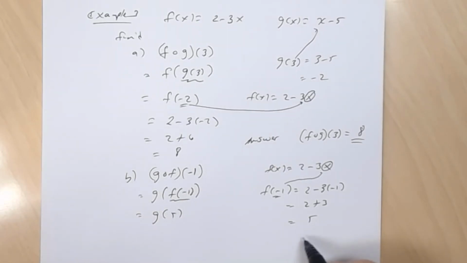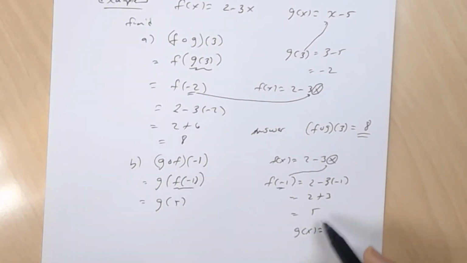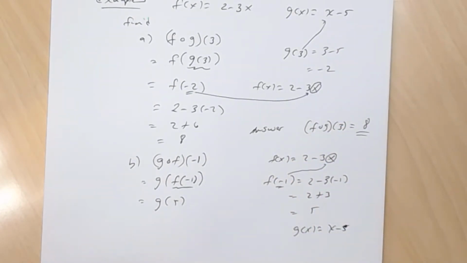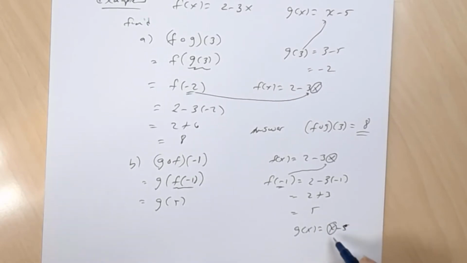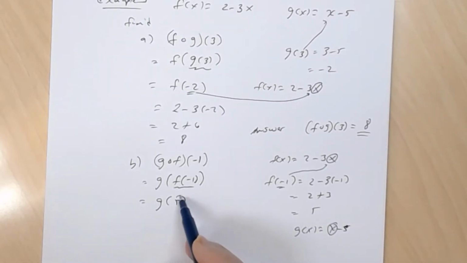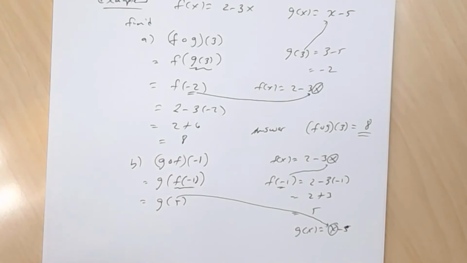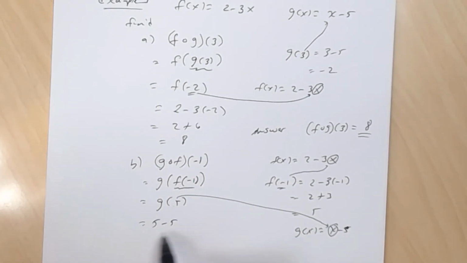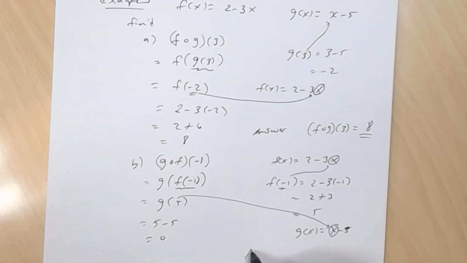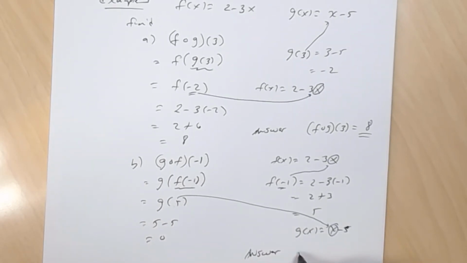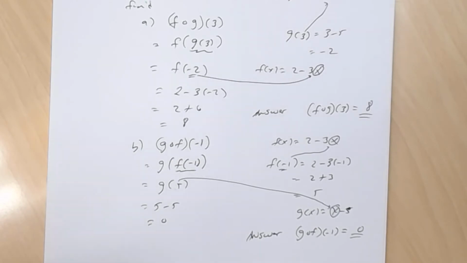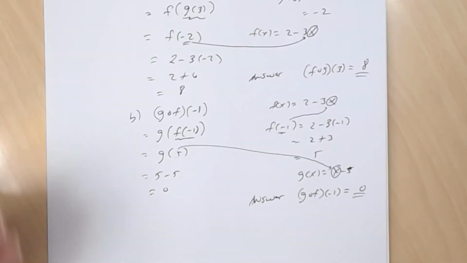And so that says I go to my function g, which we know is x minus 5. So I'm going to go ahead and rewrite this. And that says wherever I see the variable x, notice I'm circling it, I'm going to substitute 5. So this becomes 5 minus 5, which is 0. So therefore, your answer, you're going to say g of f of negative 1 is equal to 0. Okay? All right, letter C.